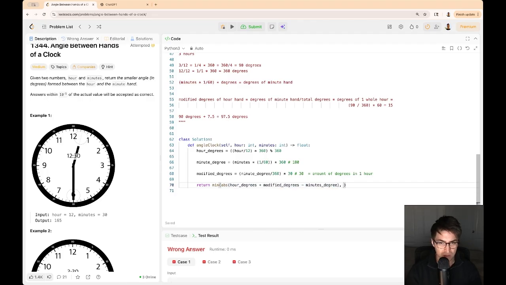versus the opposite way, which would be 360 minus the absolute value of that. So if this is 165, the absolute value of that, 360 minus 165 would be 195. Yeah, that would still work, 195.